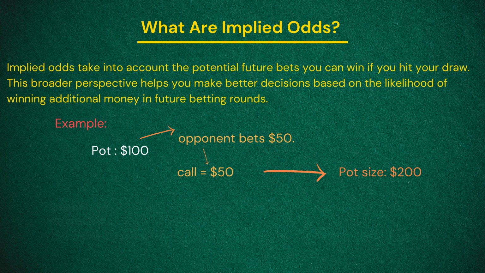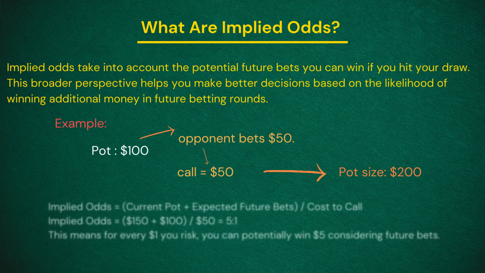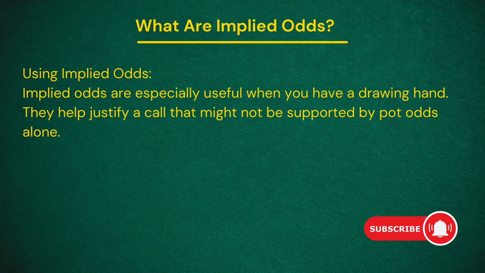Calculation: implied odds equal the current pot plus expected future bets, divided by the cost to call. Implied odds: $150 plus $100, divided by $50, equals 5-1. This means for every $1 you risk, you can potentially win $5 considering future bets. Using implied odds: implied odds are especially useful when you have a drawing hand. They help justify a call that might not be supported by pot odds alone.